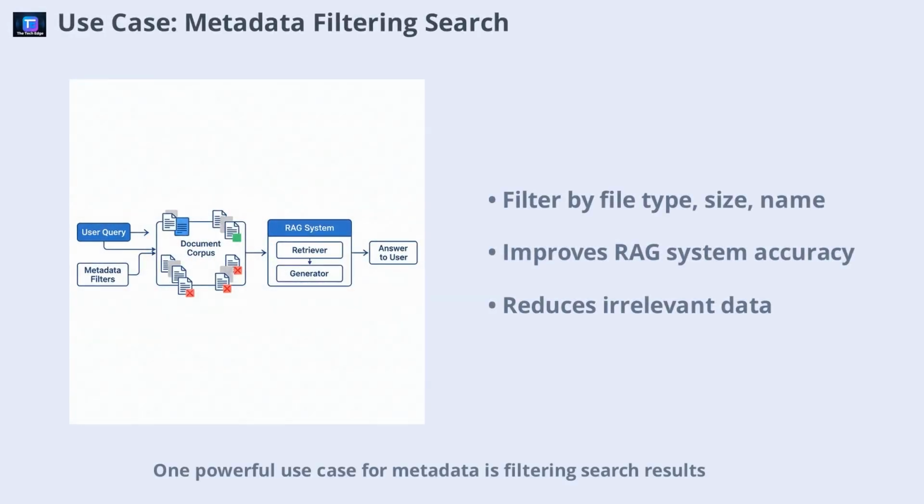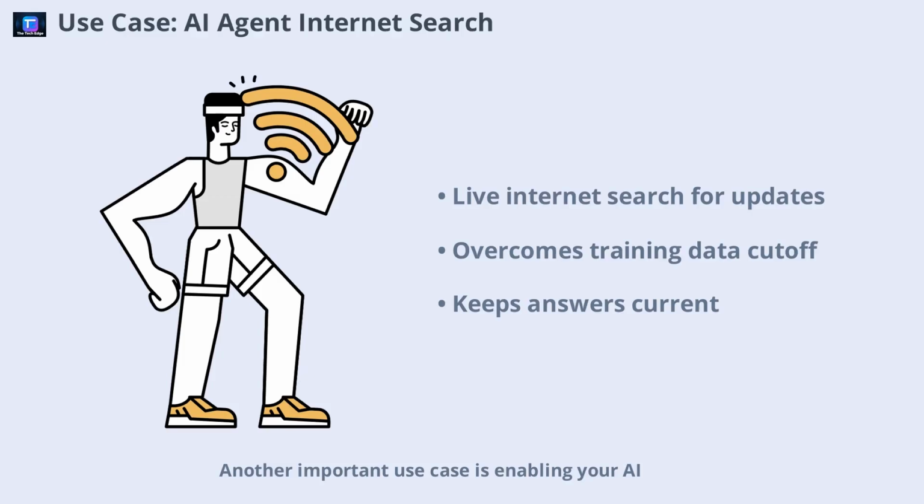One powerful use case for metadata is filtering search results. By providing metadata like file type, file size, and file name, you can filter out irrelevant documents before feeding them into your LLM. This is especially useful in retrieval augmented generation, RAG, systems, where you want to ensure only the most relevant data is used to answer user queries. For example, if a user asks about Excel documents, you can filter out all non-Excel files, making your LLM's responses more accurate and efficient.